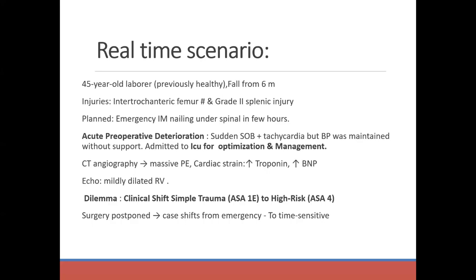He was a straightforward ASA1E case, and the anesthesia team had planned to do this case under spinal anesthesia. Unfortunately, his case was delayed by a few hours, I think 12 to 14 hours, and during that time he developed pulmonary embolism, shortness of breath, tachycardia. Although his hemodynamics were maintained, he was in a gray zone between submassive and massive PE. We confirmed this with CT pulmonary angio. There was a leak of troponin, a leak of BNP, and we were in a clinical dilemma where a simple ASA1E case was converted into a high-risk ASA4 case. The emergency surgery was postponed to a time-sensitive duration.